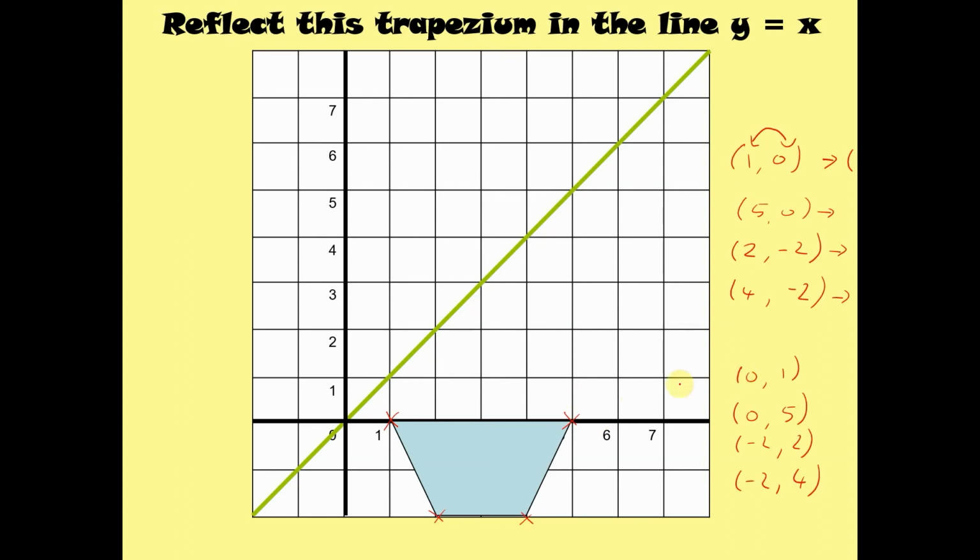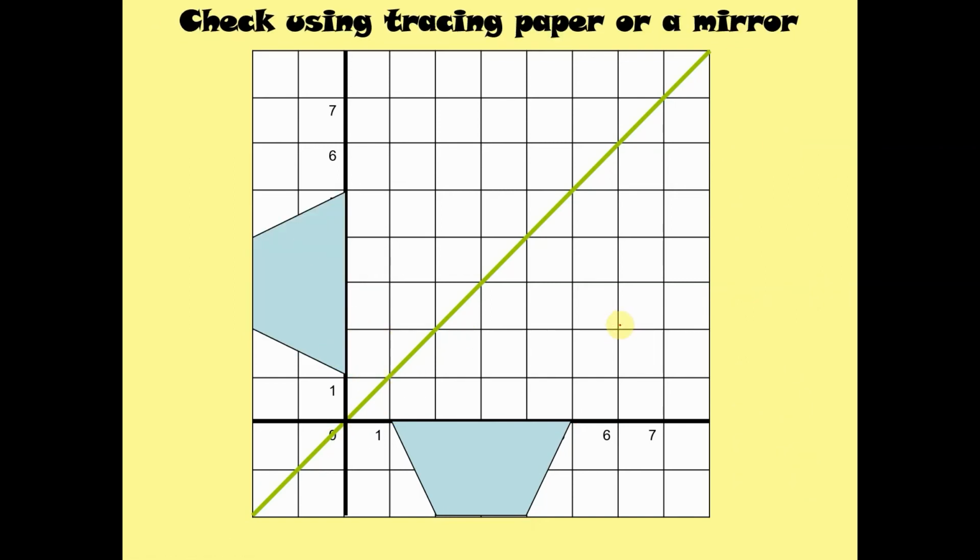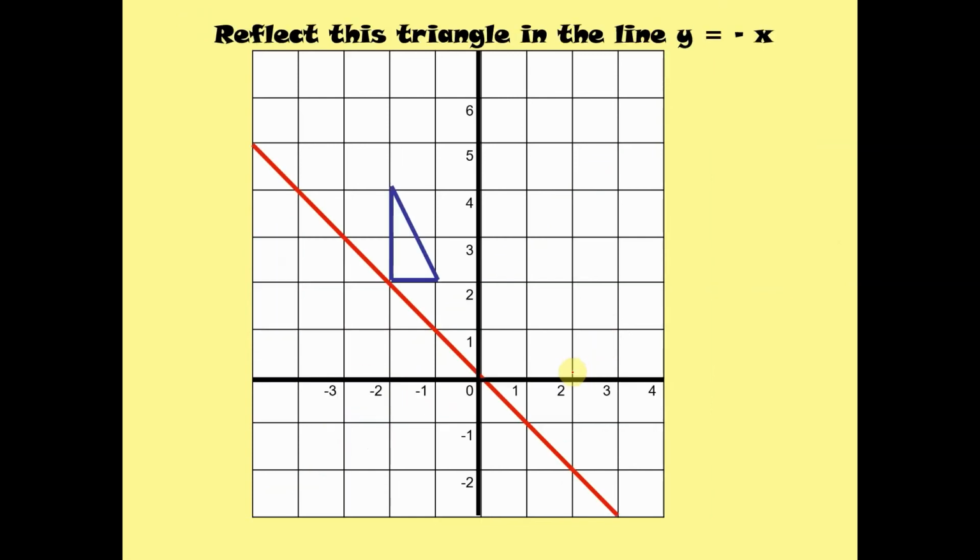So 0, 1, which is here, 0, 5, which is here, minus 2, 2, and minus 2, 4 over here. And that is the reflected image. And here you can see it properly as well.